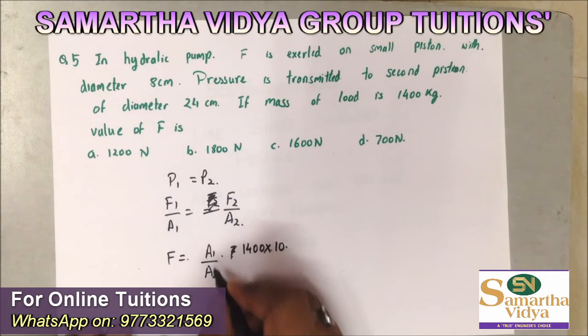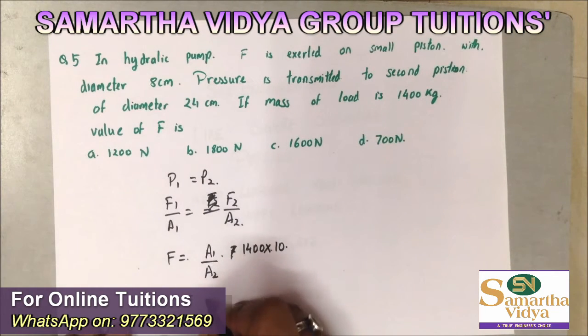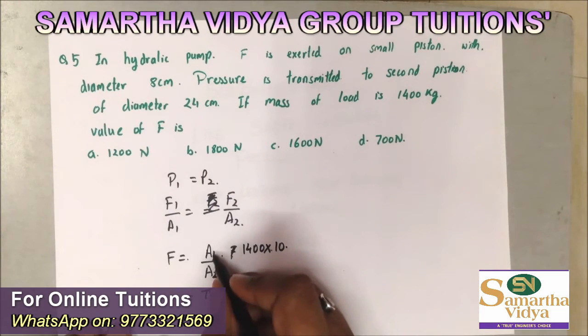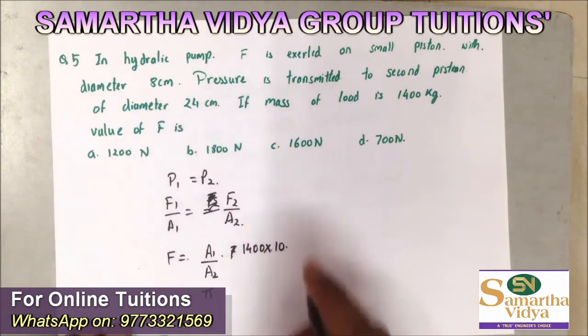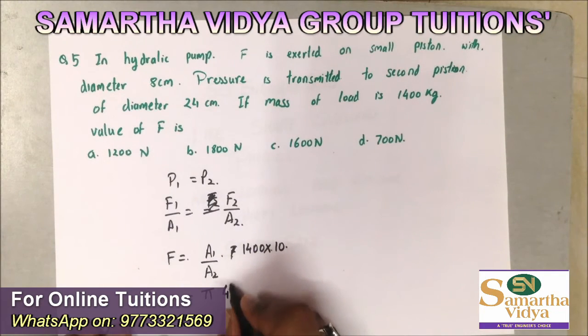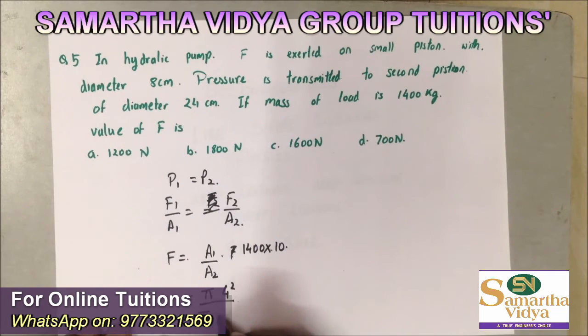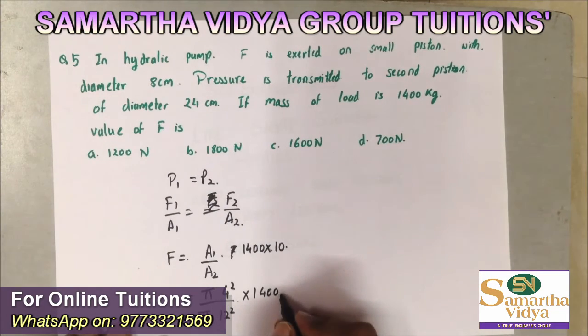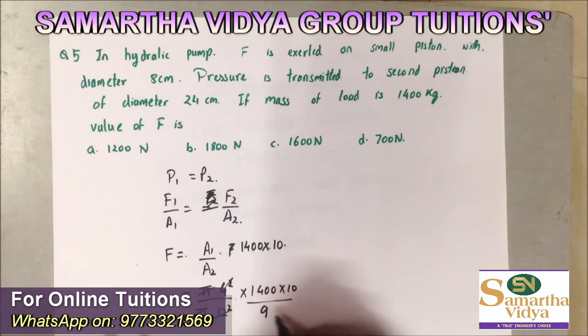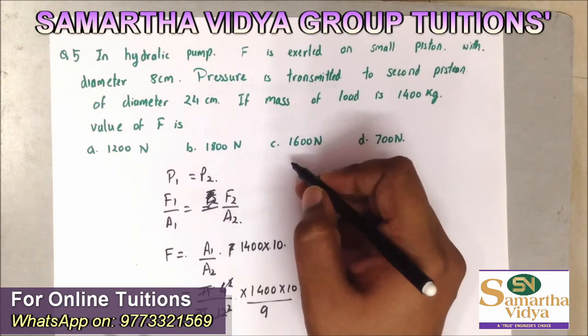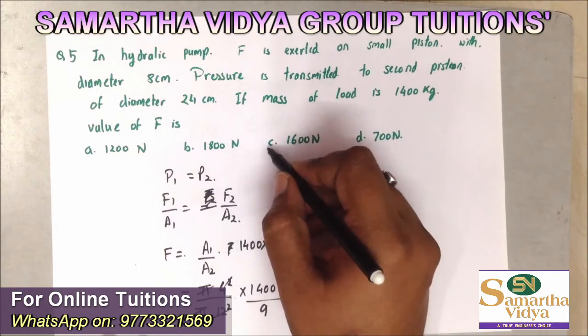The area, that is the cross-sectional area of the piston, we know it's pi r square. So the area of the first one, which is related to 8 centimeters, is pi 4 square, divided by the second one, which is pi 12 square, into 1400 into 10. If you do a rough calculation over here, this comes out nearly as 1600. So that's nothing but your option C.